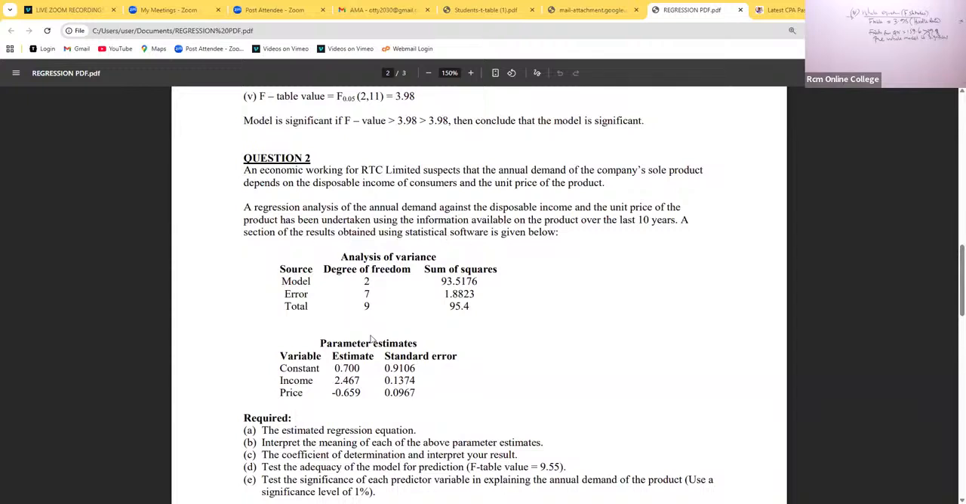Analysis of variance, and then we have parameter estimates here. They want us, A, to give them the estimated regression equation. Please help write that equation. Remember, this semester we are very, very serious with this paper. Just write it, even if you don't get it right. So long as you've tried, that will really be good.